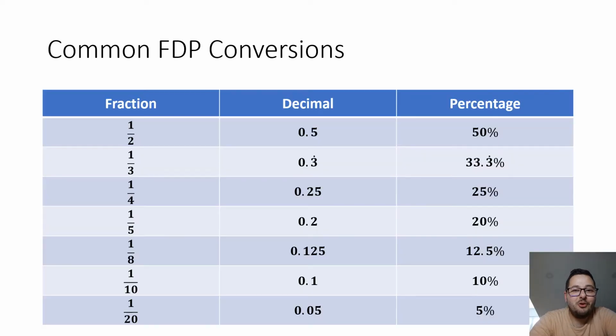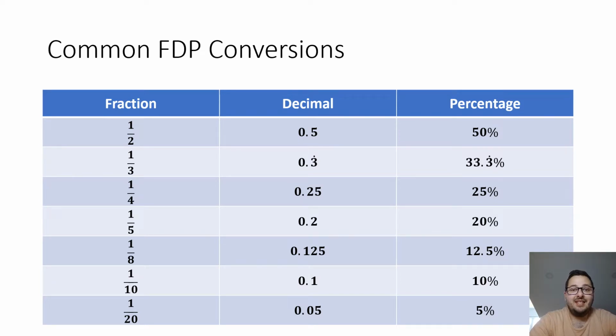So let's just have a look at this table. These are just some really common fraction, decimal and percentage equivalencies, conversions, whatever you want to call them, that are going to be really useful to you in GCSE. In other videos I am going to show you how to convert from fractions to decimals and percentages, but here are just some ones that if you know them straight away, it's going to save you loads of time in the exam.